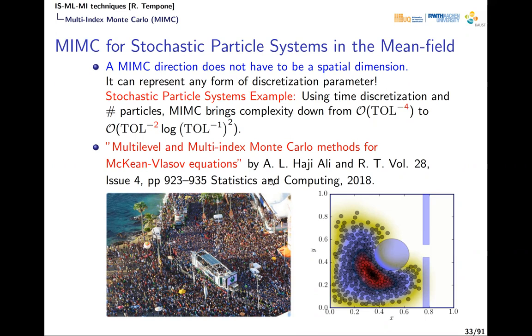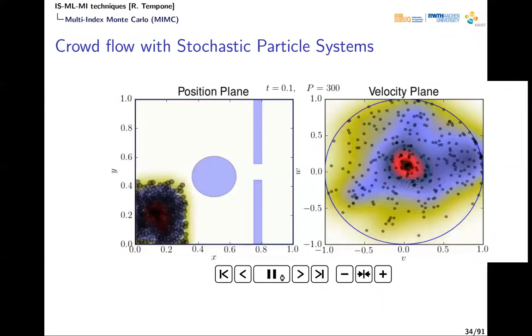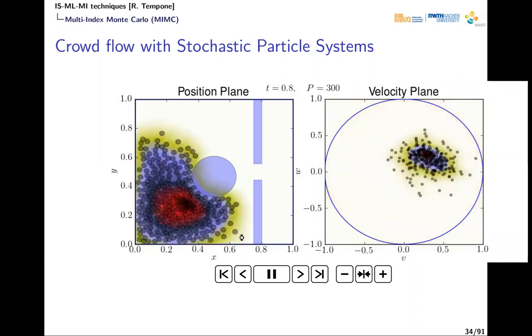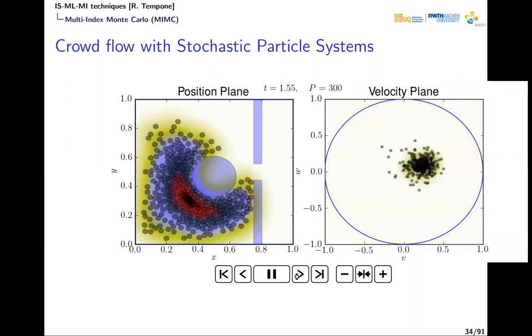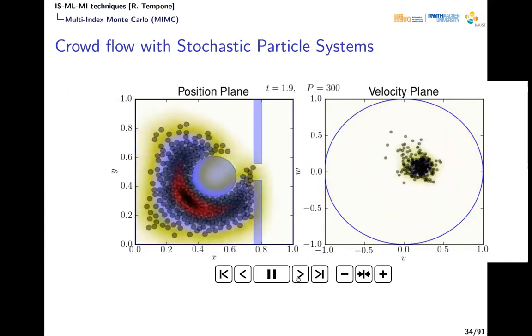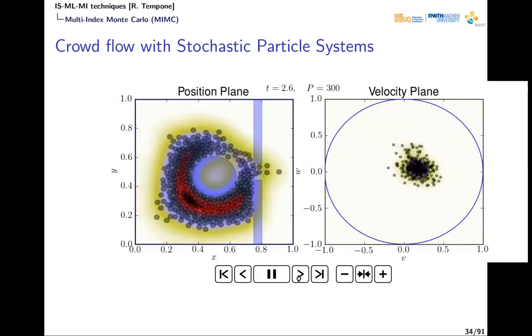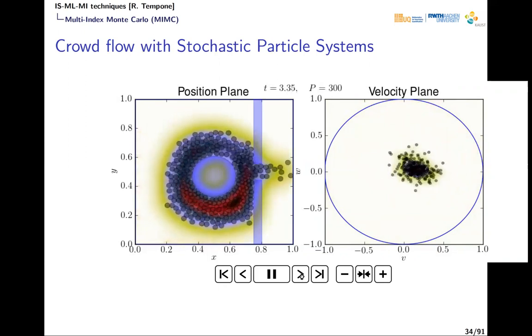And just as a cool illustration of what one can do with the crowd flows, right? This is a simulation of a bunch of people escaping from a room. We use it, for example, to simulate best positions of obstacles to help the escape in this situation.